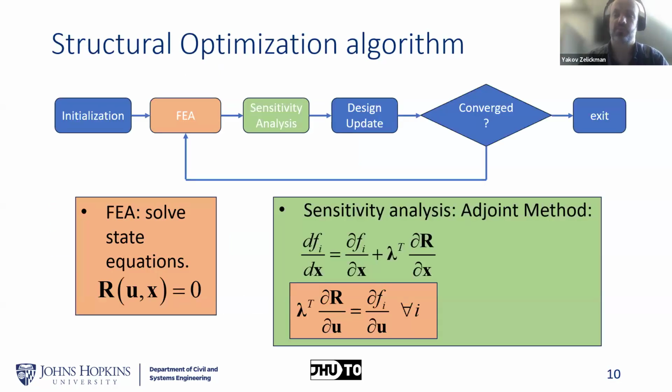If we look at the most general 20,000 feet algorithm for optimization, this is how it looks. I go from left to right. So we begin with initialization of our design parameters, and then we use finite elements to assess the performance, followed by sensitivity analysis, which we'll talk about in a moment. Update the design, check for convergence. If it's not converged, we do the whole cycle again. If it's converged, we complete the process.